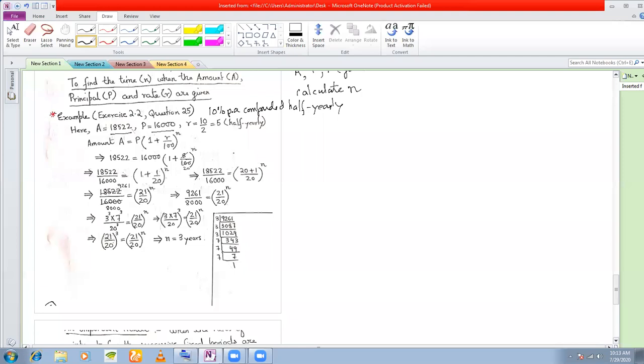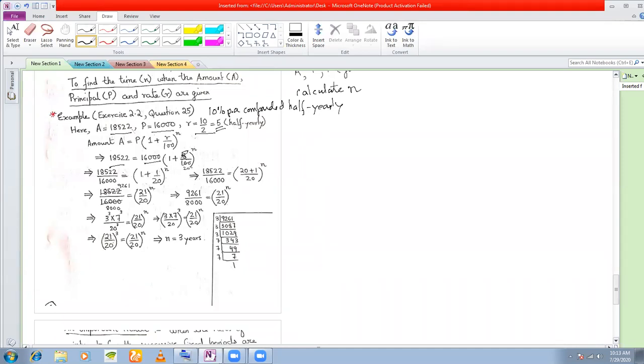Clearly it is given that the compound interest is half yearly. So what you do is you halve the rate and put all the values in the formula. For amount, I put 18,522. For principal, I put 16,000. For the rate, I put 5, as I have calculated here.